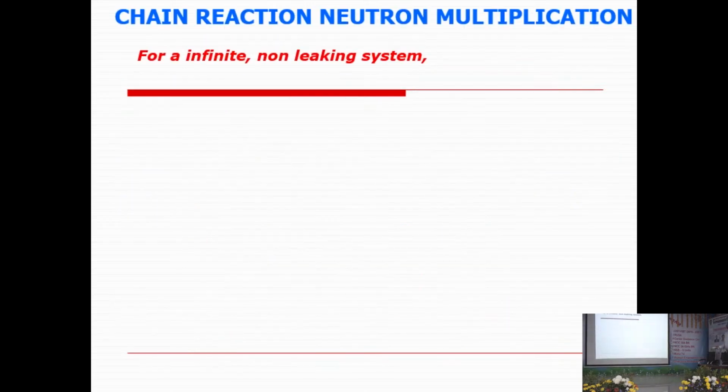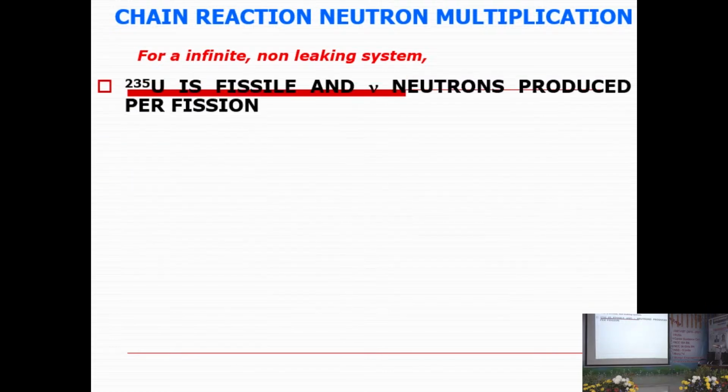Okay. For an infinite and non-leaking system, suppose uranium-235 is fissile and about mu neutrons are produced per fission. Suppose the number is 2 or 3, whatever we are saying. Take it as mu neutrons released for each fission.